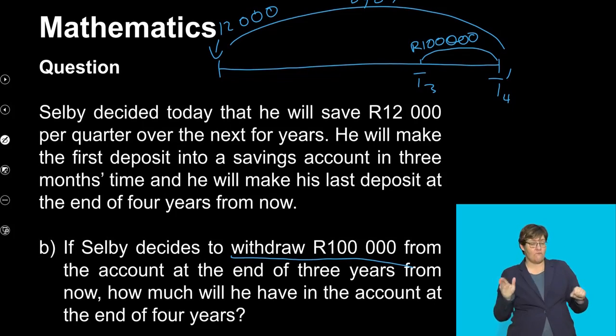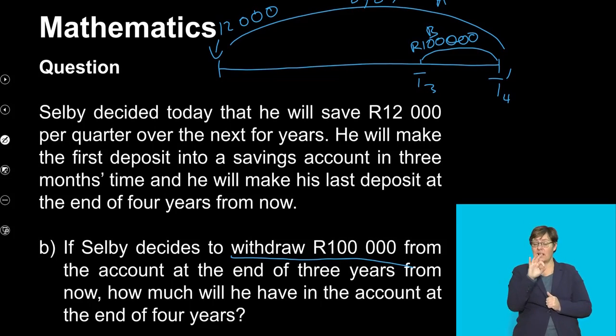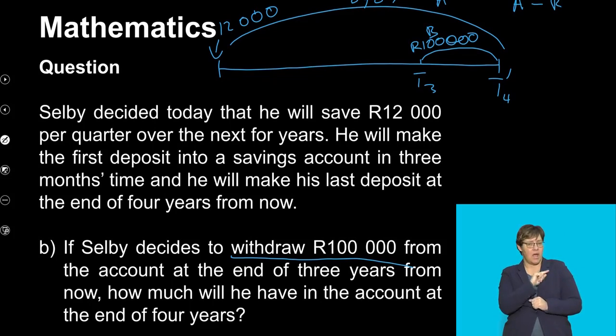Let's call this one A, and this one B. Then for you to know how much Selby will have, you say A minus B. Why are you doing this? Because A says Selby was keeping the investment as is for the 4 years, but now there's 100,000 that needs to be withdrawn from this particular investment.